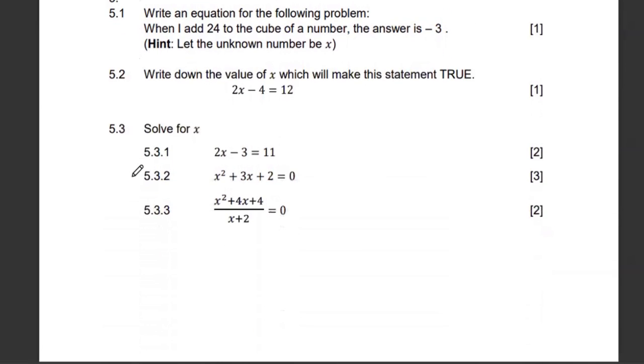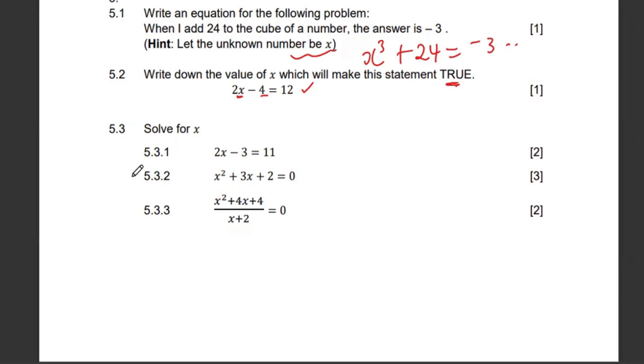Question 5, which is the equations, okay? They're telling us to write an equation for the following problem. When I add 24 to the cube of a number, the answer is -3. So if the unknown number is x, it's x cubed plus 24, the answer is -3. So this is what they wanted. Then write down the value of x, which will make the statement true. So which number do we multiply with 2, subtract 4 to give us a 12?